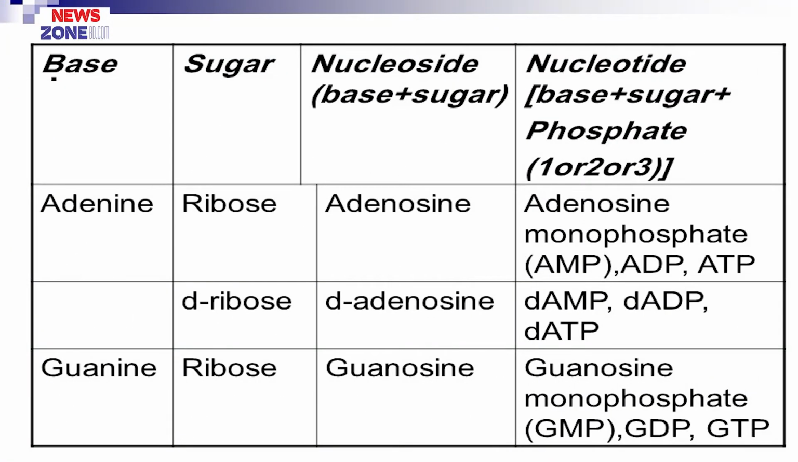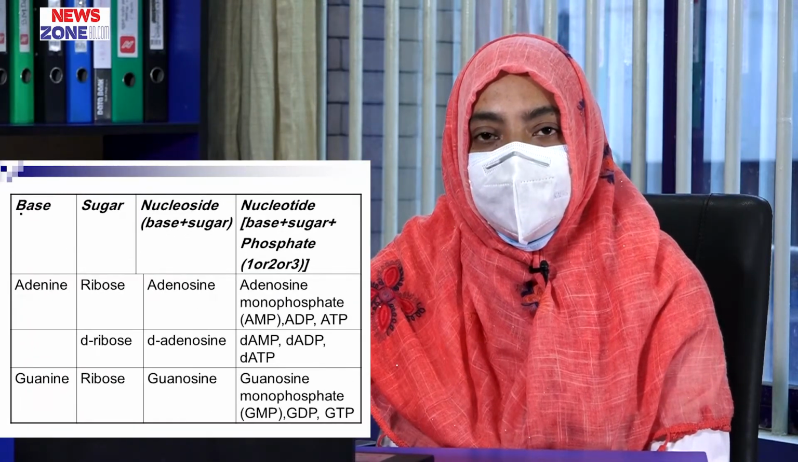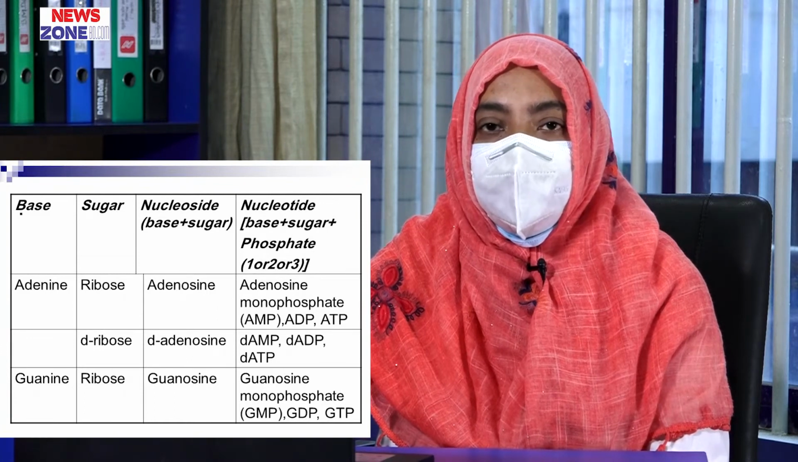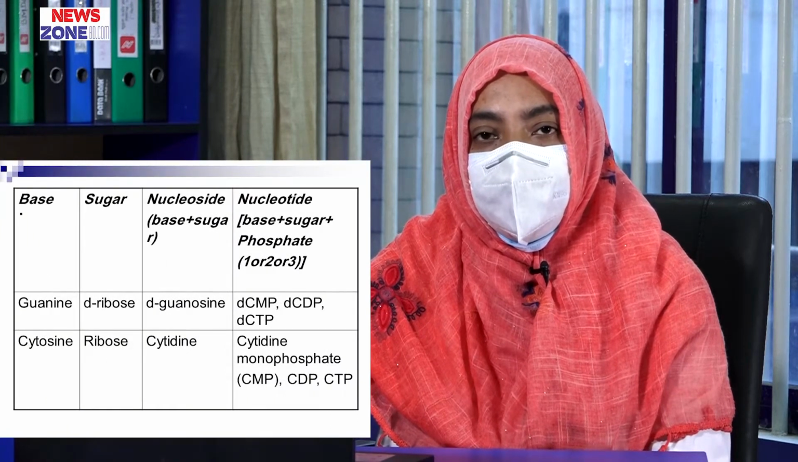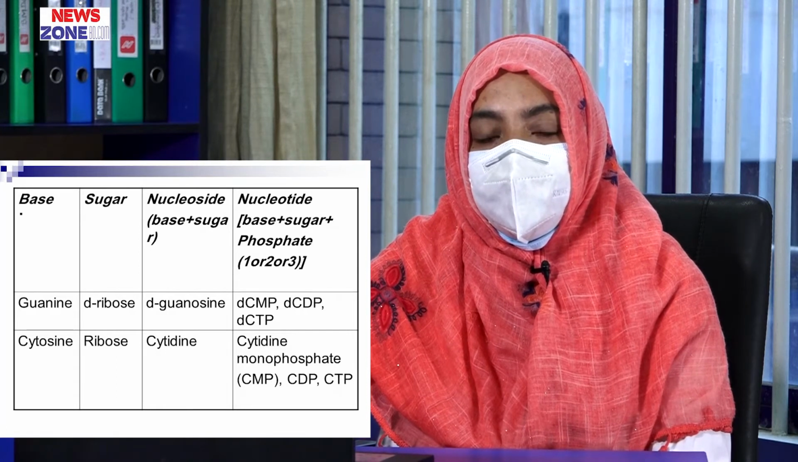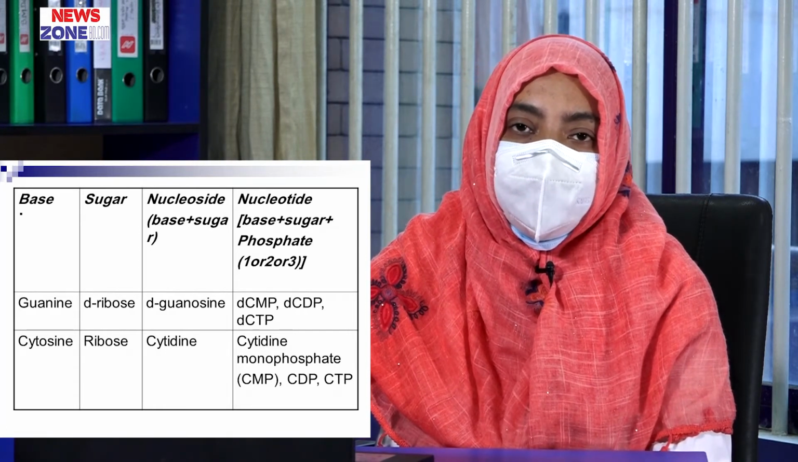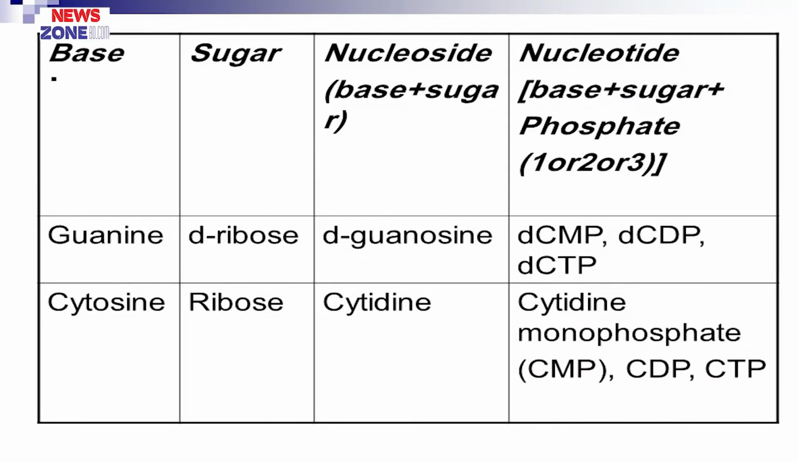Now if the base is guanine and the pentose sugar is again ribose, then the formed nucleoside will be guanosine and the formed nucleotide will be guanosine monophosphate, guanosine diphosphate and guanosine triphosphate. Again, if the base is guanine and the sugar is D-ribose, then the formed nucleoside will be D-guanosine and the formed nucleotide will be D-guanosine monophosphate, D-guanosine diphosphate and D-guanosine triphosphate.